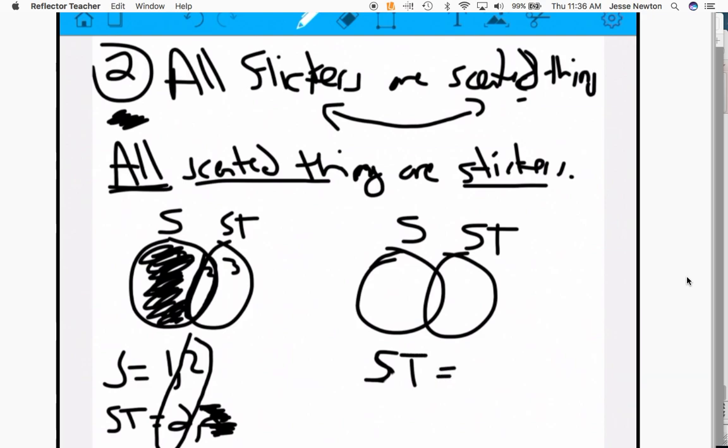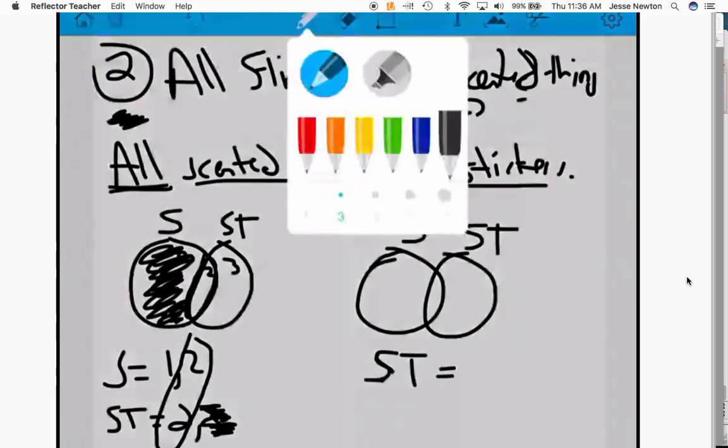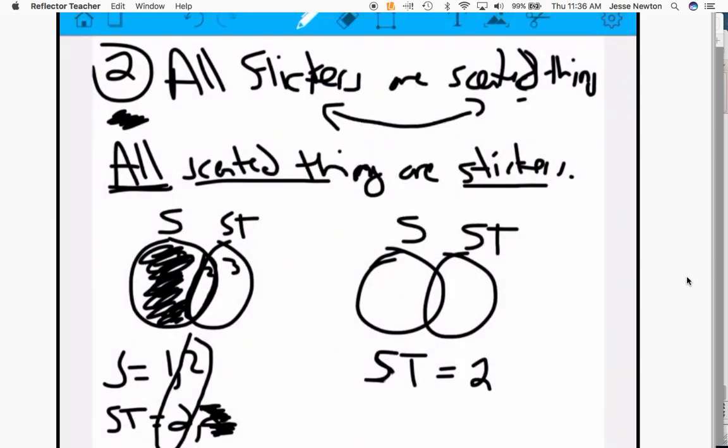ST equals 2, 2 and 3. Oh, good gravy. 2 and 3, and S equals 1 and 2.